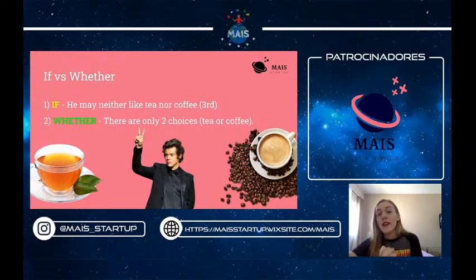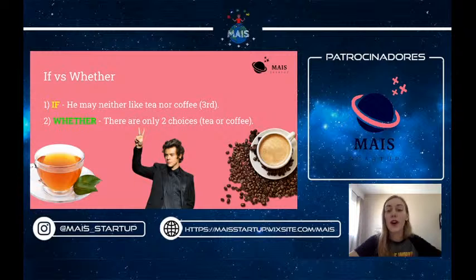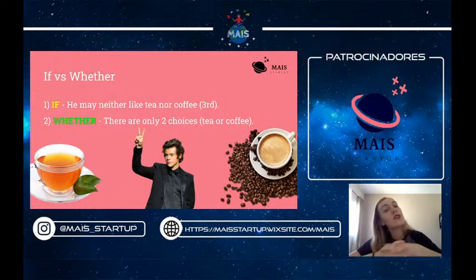And whether means that there are only two choices. So let's say you were doing research on his life and you saw that Harry drinks a lot of tea and a lot of coffee. So likely one of his favorite drinks is gonna be either coffee or tea. So you know that it's one of them. You just don't know which one of them. So that's when you use whether.